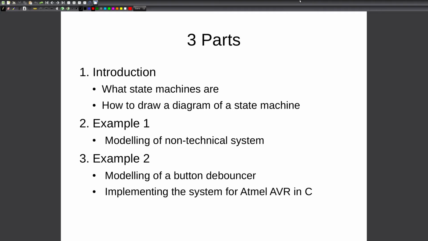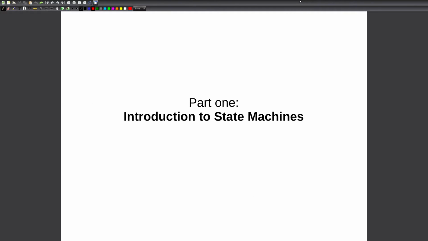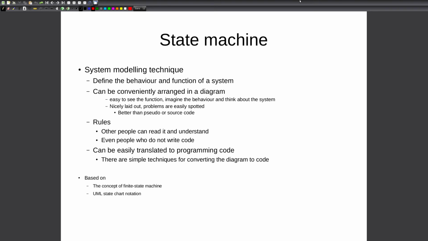I'll model a non-technical system to show that state machines can be used to model any kind of system. And in the third video, I will do a second example, and I will design and model a button debouncer. This is a very useful algorithm, and I'll also show how to implement it for Atmel AVR in the C programming language. So let's start with the first part of the video. Introduction to state machines. So what are state machines?